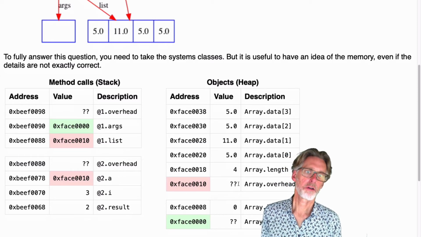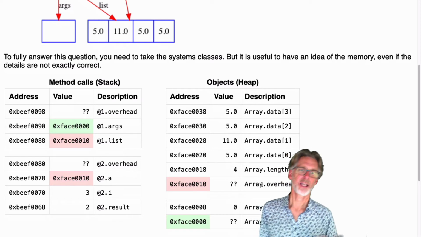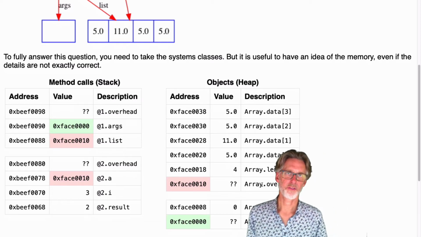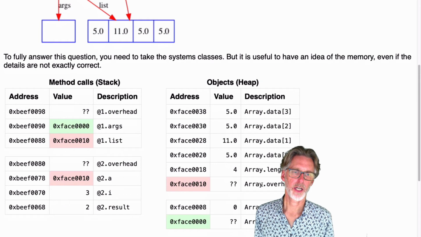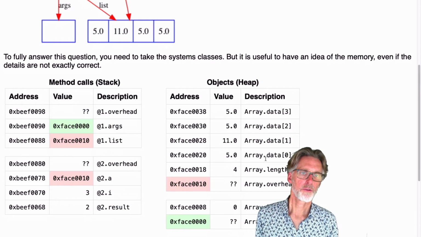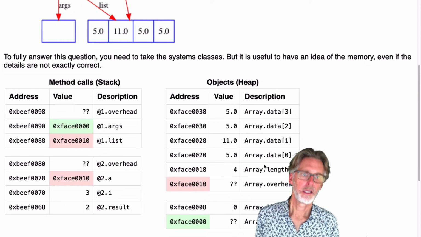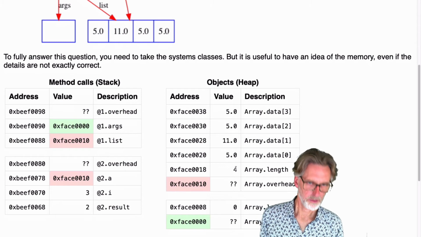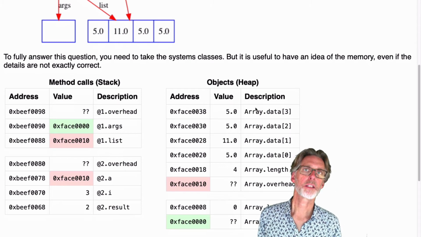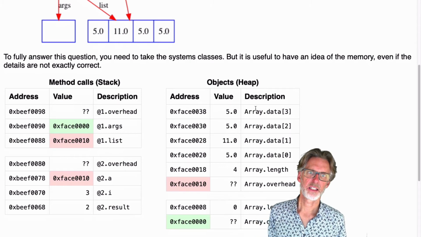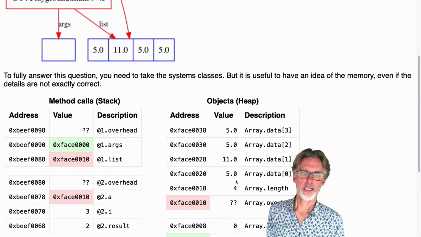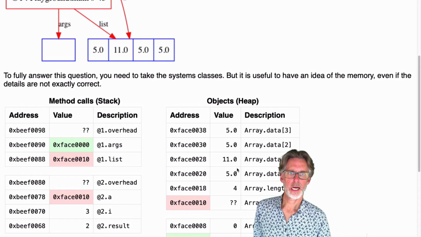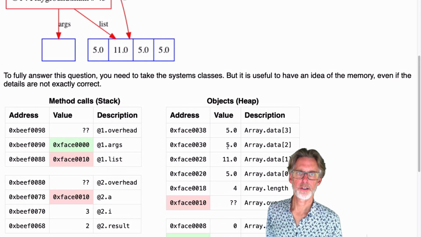And what does an array look like? Well, there's some overhead for every object. Just like there's overhead for every method call, there's a little bit of overhead for every object. And then what we'll see stored for the object is a length. And then for the corresponding length, there'll be one slot for each bit of data. And so in this case, the length is 4, and the data is 5, 11, 5, 5.